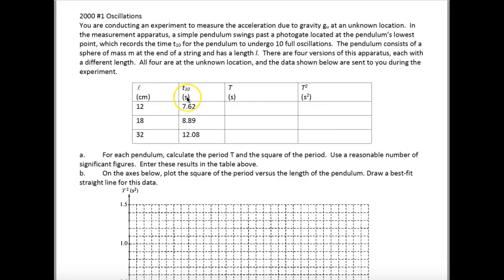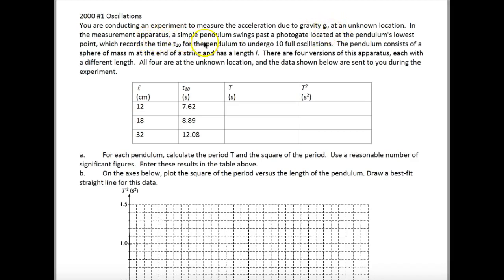Hey there, this is Horner, and this is the 2000 AP Physics C Mechanics #1 question. This one is on oscillations. You're conducting an experiment, and you're finding the acceleration due to gravity at an unknown location. They call that g with a lowercase u as a subscript.